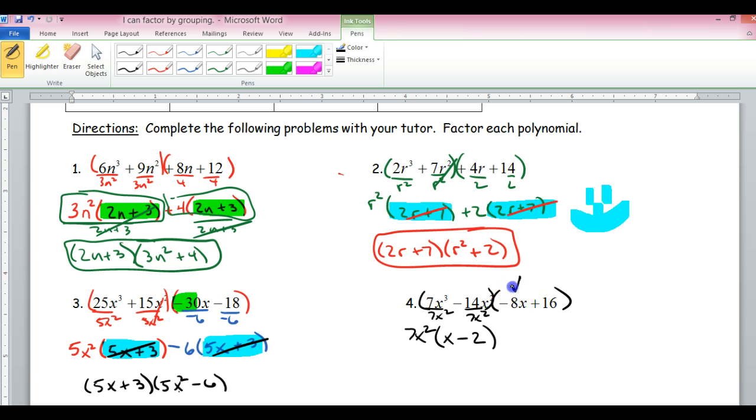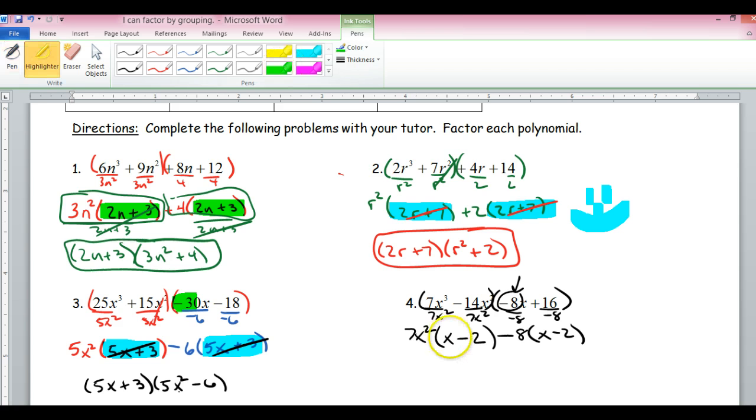And then here, again, look at that. That's negative. So not only do we have to factor out the greatest common factor, but we have to factor out a negative also. The common factor between 8 and 16 would be 8. When I divide each term by negative 8, negative 8x divided by negative 8 is positive x. And 16 divided by negative 8 would be negative 2.